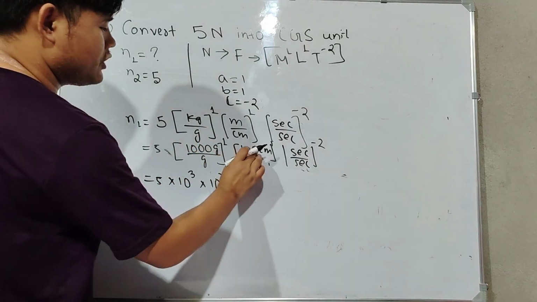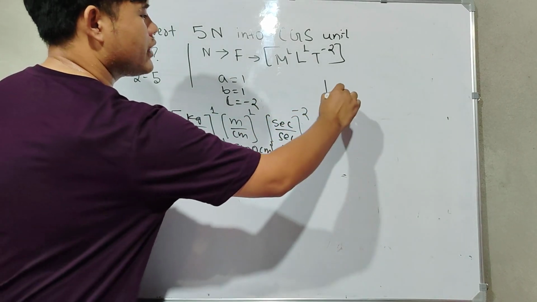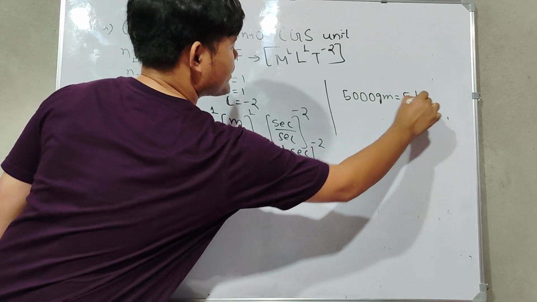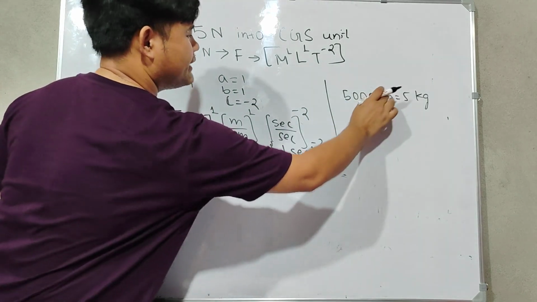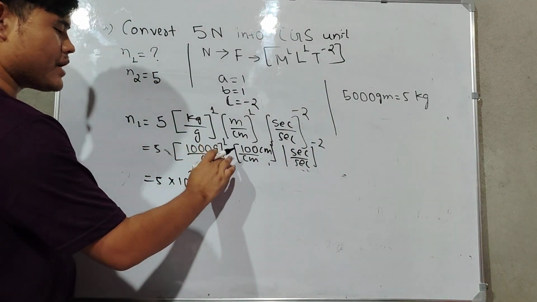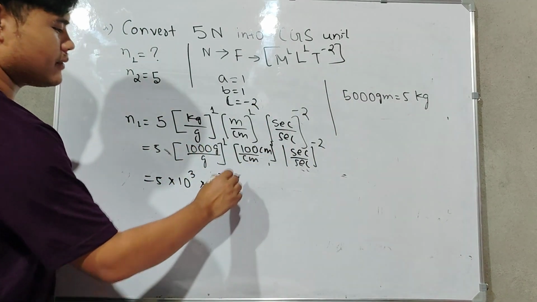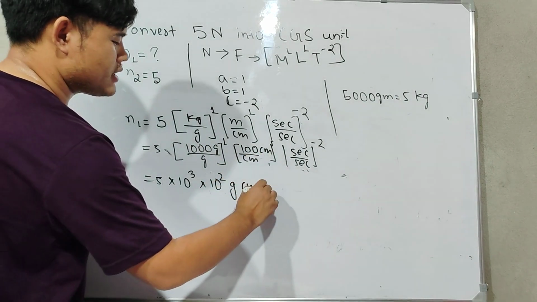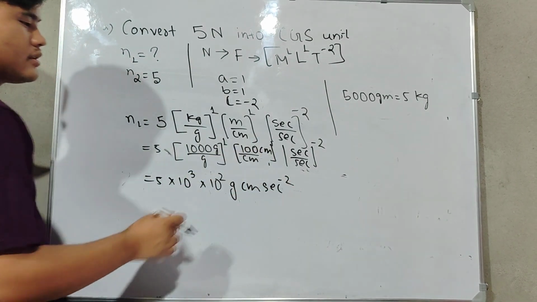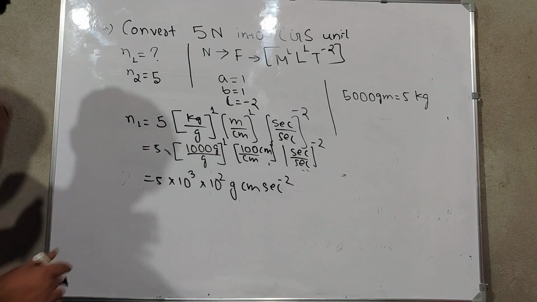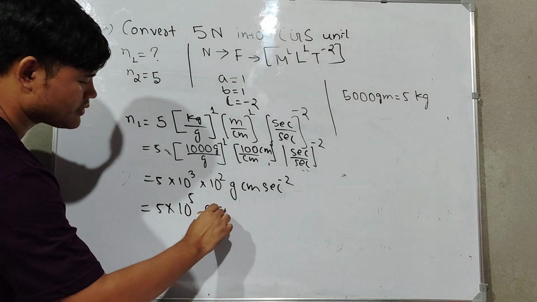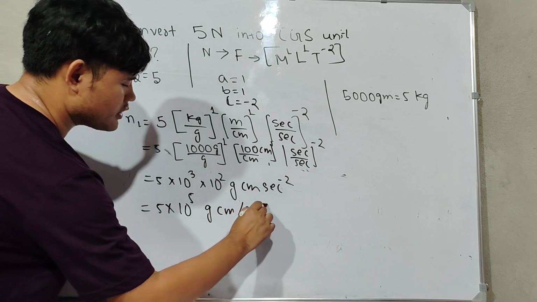Now don't cancel this gram and kg, okay? Don't cancel this, because we are doing like this, right? 5,000 gram equal to 5 kg. Now if we cancel this gram and kg, then all things will be cancelled out, right? So don't cancel these units, okay? So if you have converted into gram, let it remain in gram. So gram, and then centimeter, and then second square, right? Gram power 1, centimeter power 1, second to the power negative 2. So it will be 5 into 10 to the power 5 gram centimeter second to the power minus 2.